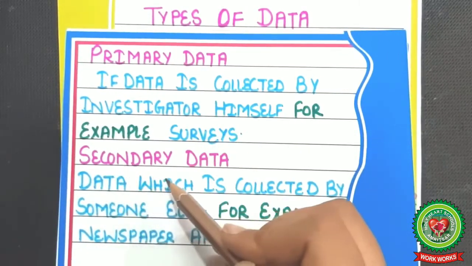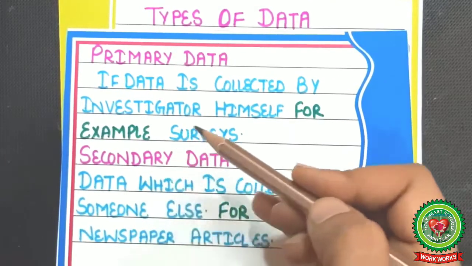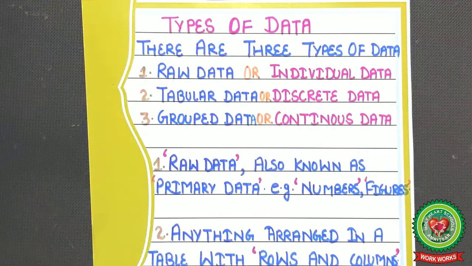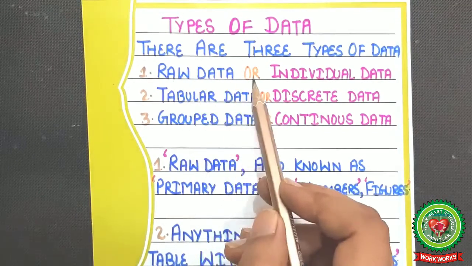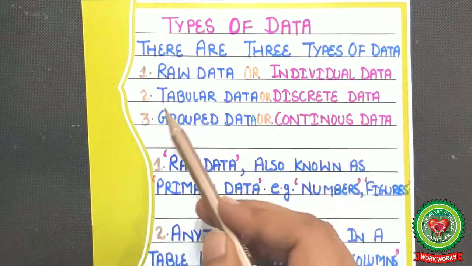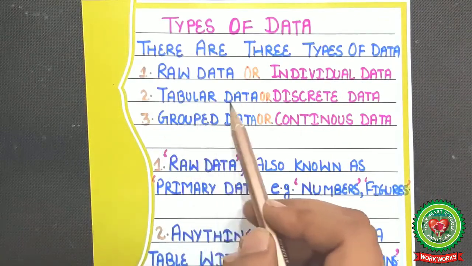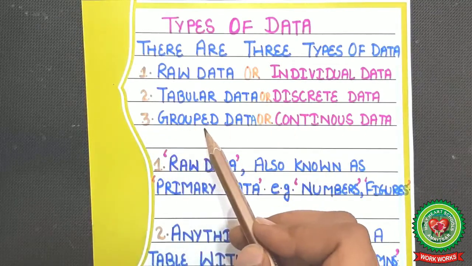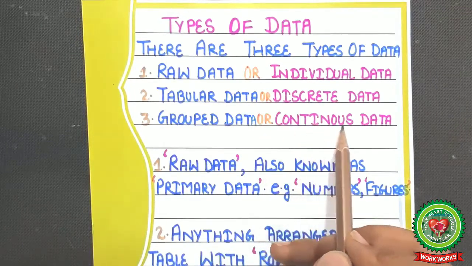Now, let us understand what is secondary data. Secondary data is data which is collected by someone else. For example, newspaper articles, which are collected by some other people. Students, on the basis of presentation, we can divide data into three types. Type number 1 is raw data or individual data. Type number 2 is tabular data or discrete data. Type number 3 is grouped data or continuous data.